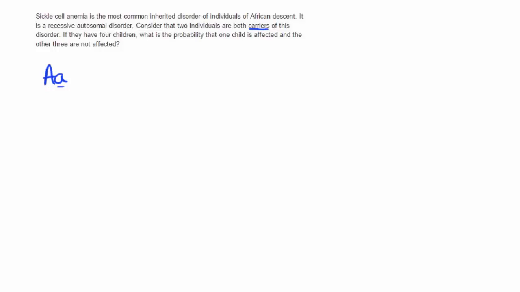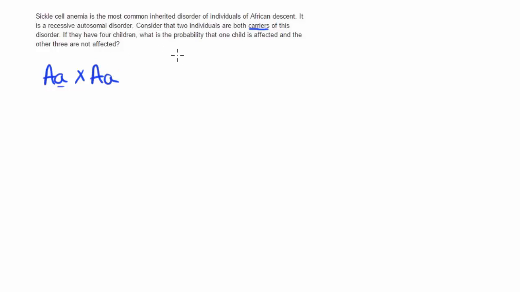So since they're not affected, we know that they have to have a capital or dominant allele as well. So we've got two parents like that. So I'm going to write that right here. And then we want to know if they have 4 children, what is the probability that one child is going to be affected and the other 3 are not?